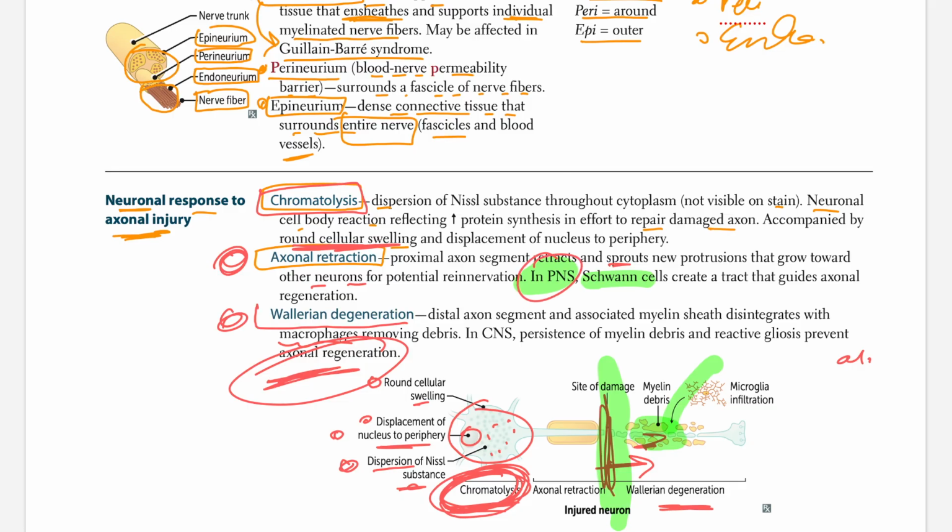So in the PNS, what's going to happen? These Schwann cells will degrade myelin and secrete cytokines. What cytokines? Well, cytokines that will stimulate the macrophages, which leads to the clearance of the debris, and these cytokines lead to trophic factors which regenerate the nerve.